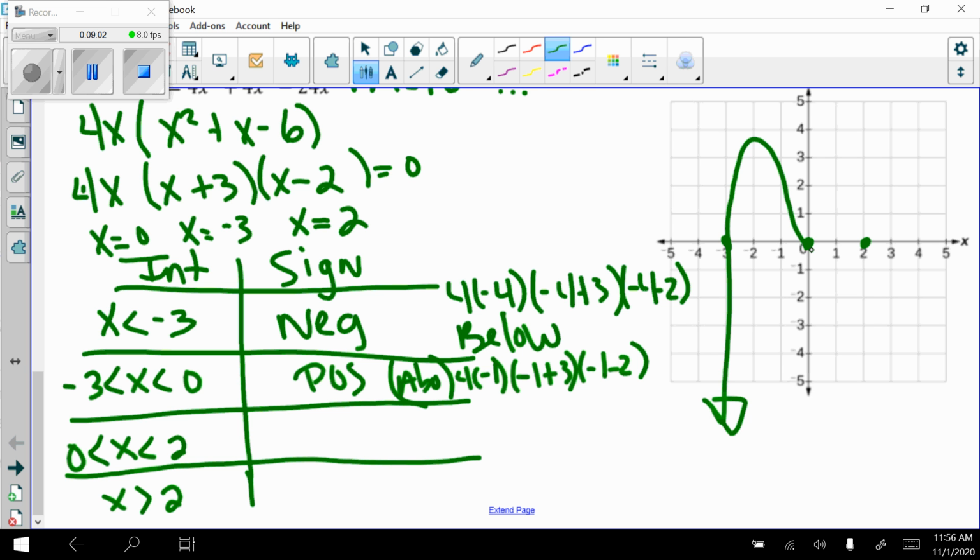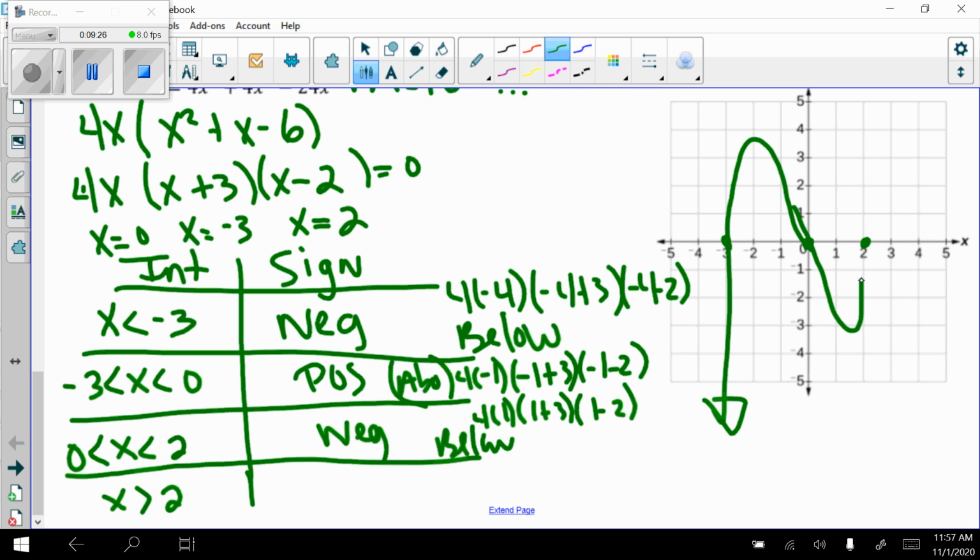Between 0 and 2, I'm just going to pick 1. So 4 times 1, 1 plus 3, 1 minus 2. 4 times 1 is positive. 1 plus 3 is positive. 1 minus 2 is negative. So that's going to be negative and below the x-axis. And I don't know how low it's going. I can make it go wherever I want.